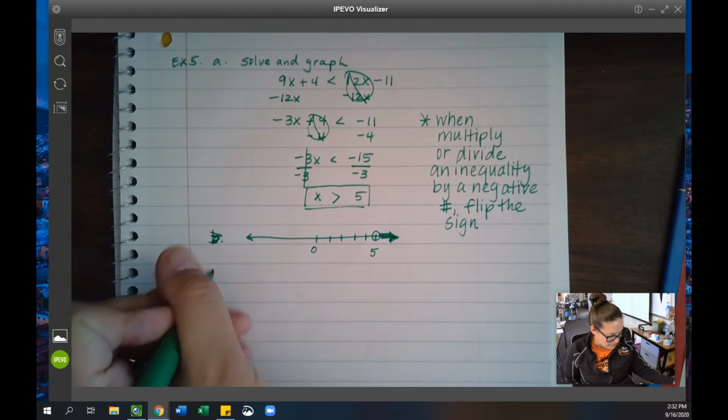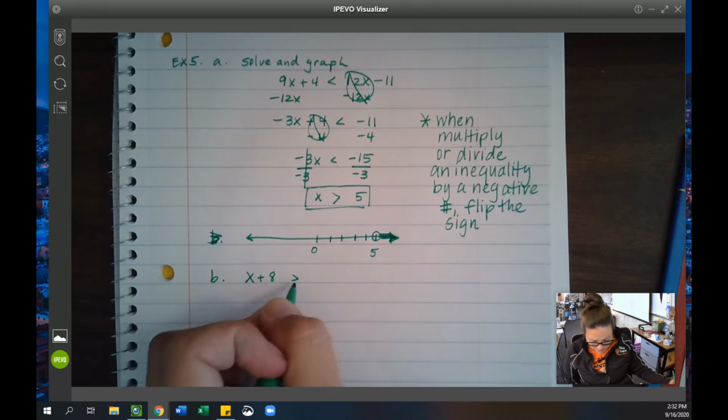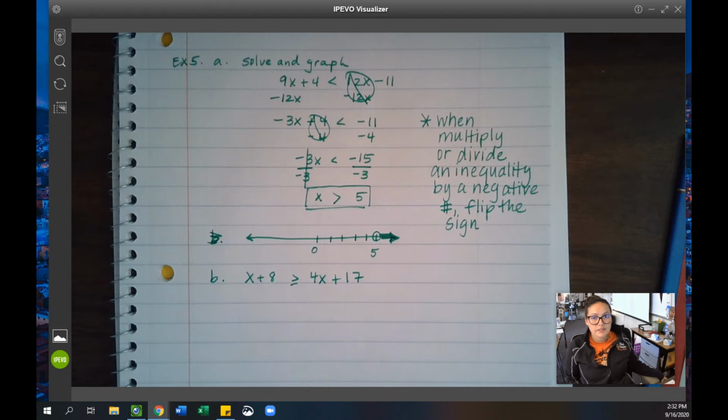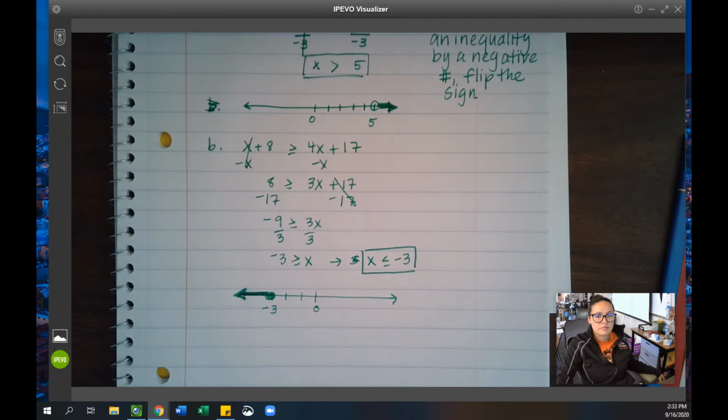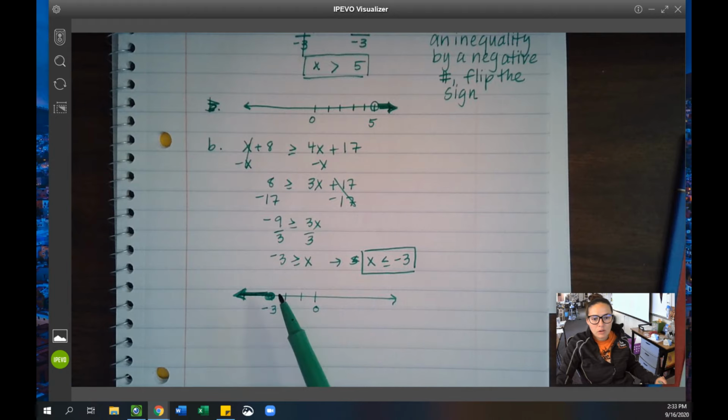All right, try part B. X plus 8 is greater than or equal to 4x plus 17. Pause the video, try this one on your own, and then check back when you're done. All right, hopefully you were able to work through the problem and end up with x is less than or equal to negative 3. And when you graph it, you're going to have a closed circle at negative 3 and the arrow going to the left.